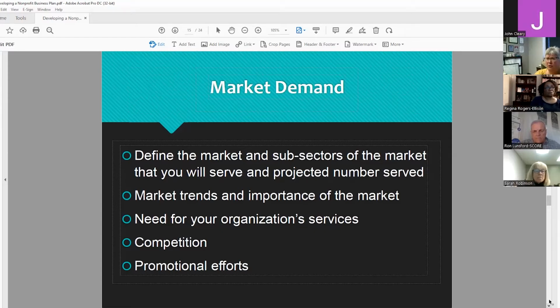And then how are you going to promote what you're doing to that market? Is it going to be through the website? Is it going to be through the social media? If you were serving the homeless population, there are other unique ways to reach that population, maybe other than television or whatever. So you've got to think about how you're really going to promote what it is you're doing.